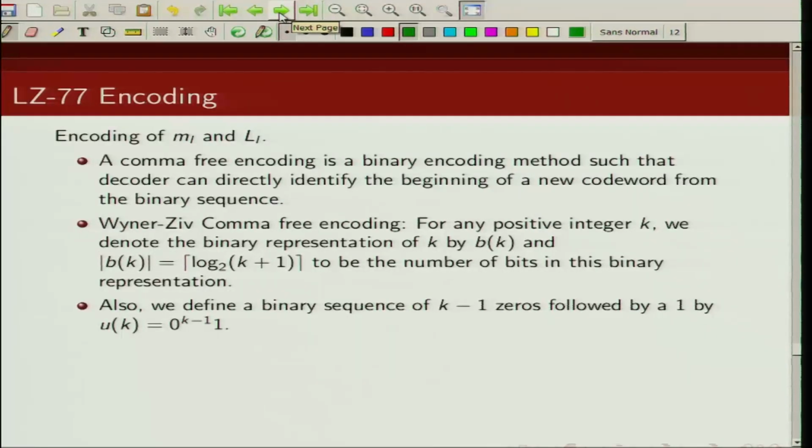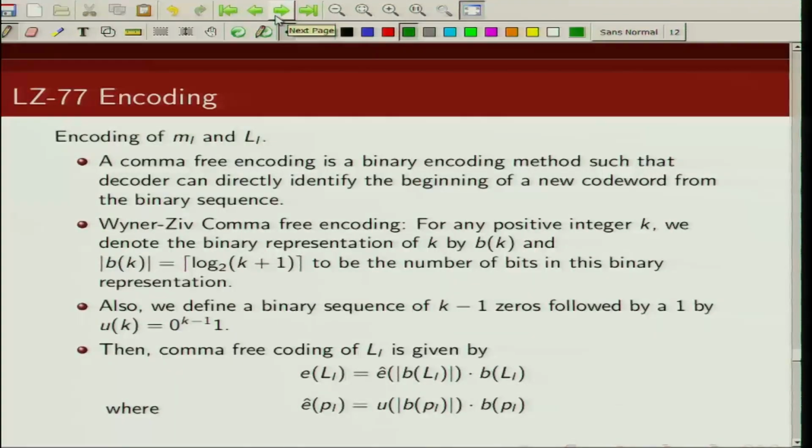Now they defined a binary sequence of k minus 1 zeros followed by 1, which they denote by u of k. So for example, u of 3 is basically 0 0 1, u of 2 is 0 1, like that. So the comma-free encoding of the length of the match of this substring was given by this.